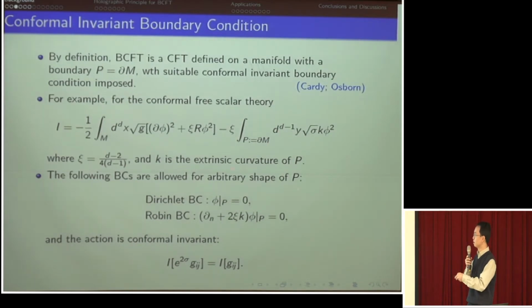So there are two boundary conditions you can impose. You vary this action, and the variational principle tells you that you have to impose either the Dirichlet condition directly or this one, because you have this additional term like a mass term here. So you get a mixed, a Robin boundary condition with a mass-like term here. This is called the Robin boundary condition. The action can be checked to be conformal invariant. You scale the metric, then it's exactly conformal invariant.